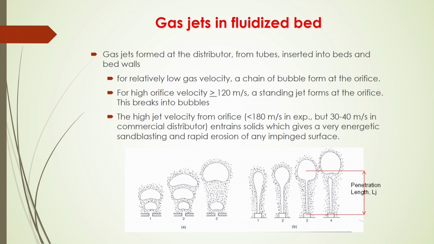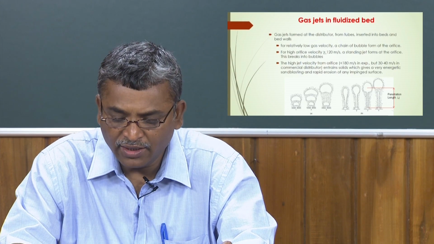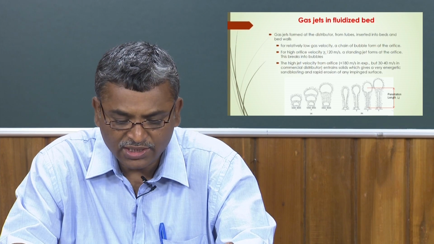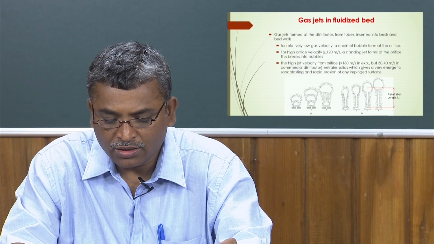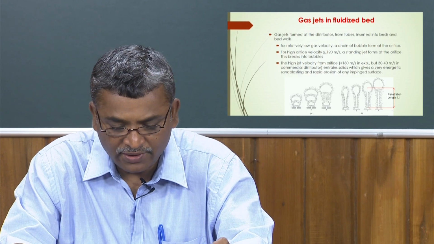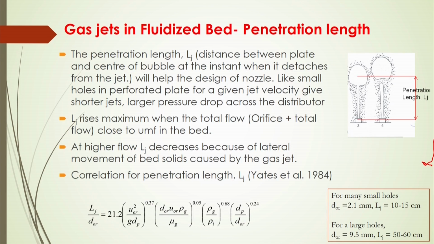At high jet velocity from the orifice, but not greater than 180 meters per second in general in experiments, and 30 to 40 meters per second in commercial distributors, it is seen that the jet entrains solids, which gives a very energetic sand blasting and rapid erosion of any impinged surface.